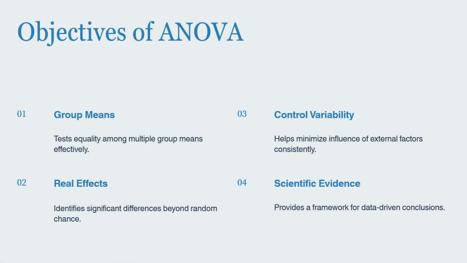Objectives of ANOVA. The main objective of ANOVA is to test whether all group means are equal or not. It helps to determine the effect of one or more factors on a dependent variable. In simple terms, it checks if the observed differences between groups are statistically significant. It also helps to minimize experimental error by separating the real effect of the factor from random noise.